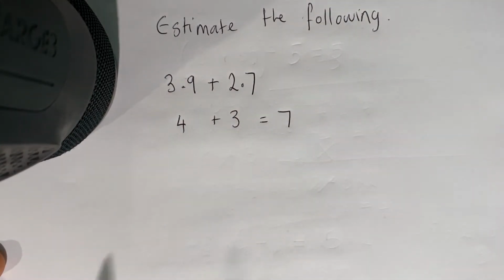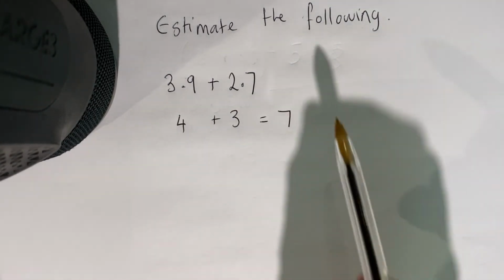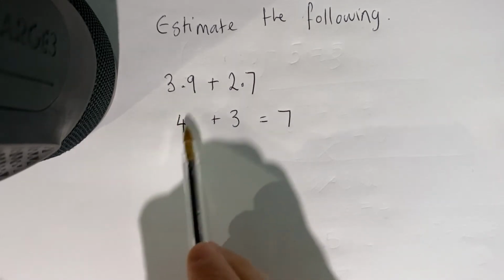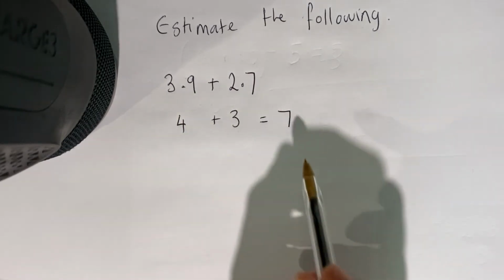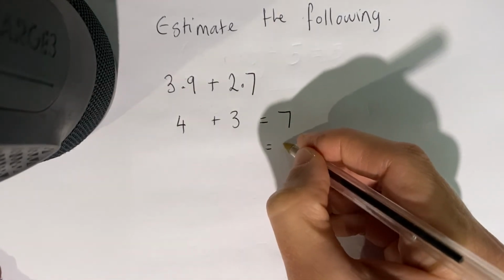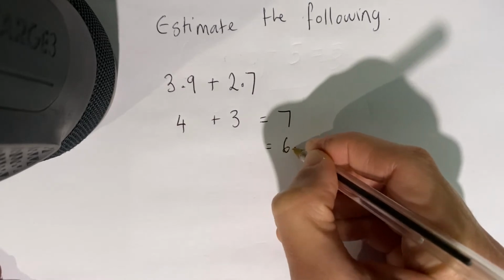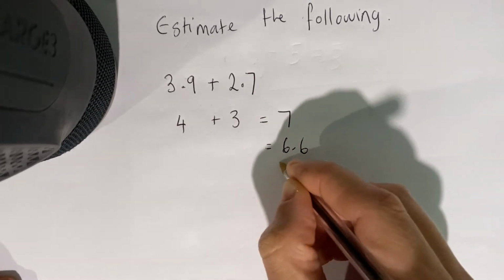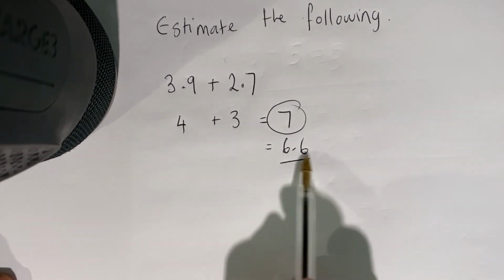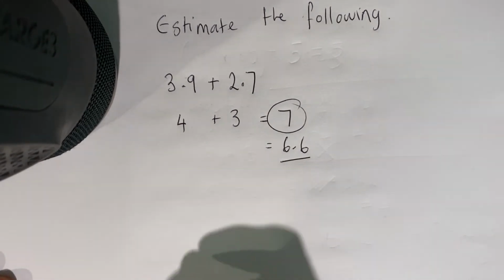Now if we wanted to adjust the answer, we could see that this is 0.1 less than 4, and this is 0.3 less. So actually the answer would be less than 7, and it would be 0.4 less, so it would be 6.6. But this is the estimation, and that's just what the answer really would be.